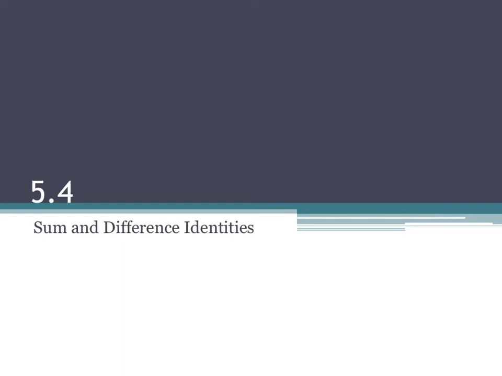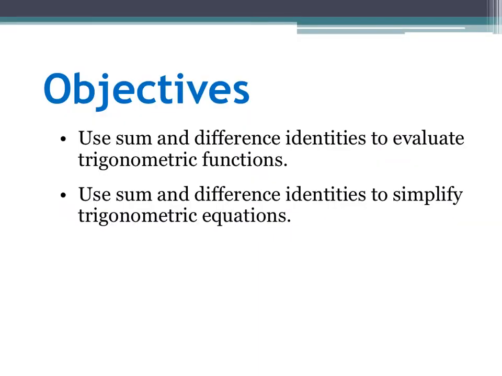Today's lesson is on section 5.4, which is on sum and difference identities. Essentially, the big objective today is to simplify trig expressions using some formulas. And so we're going to see some sum and difference identities in the next slide that we're going to be able to apply to different trig expressions that we can't look directly up on the unit circle.